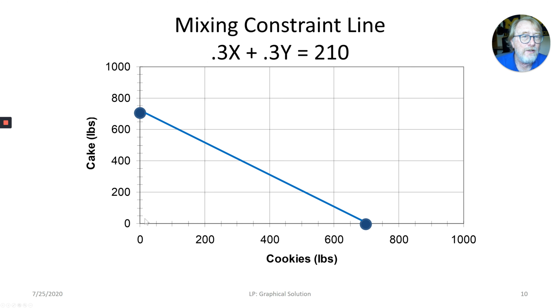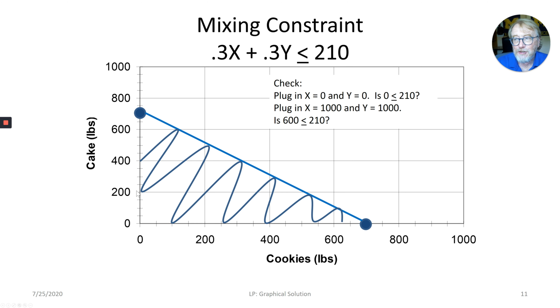Try 0, 0, try the origin, right? Put 0 in for X, 0 in for Y. You say, is 0 less than or equal to 210? Yes. So that means you're going to have to shade down here. This is what's feasible to do with this mixing constraint. As another test, you might want to put 1,000 and 1,000 in this equation. Does it satisfy the inequality? No. So we know that the part on the top here is not feasible. Can't do it. So just with this mixing constraint, you say, okay, there's the area I can produce.